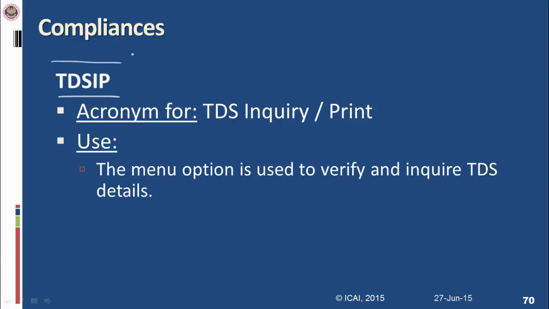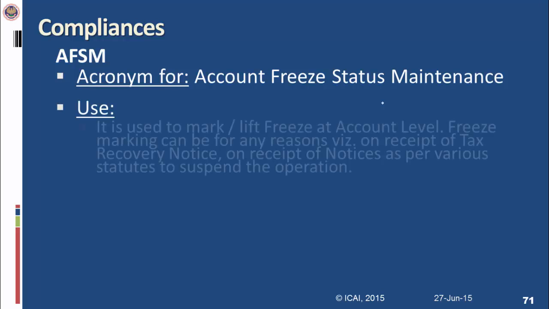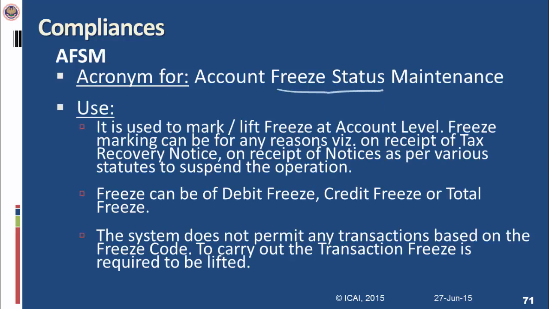Compliances, this is what Finacle gives: the TDSIP command, that is TDS inquiry and print. There are multiple options available, within which we can check the specific details about the TDS, that is tax deducted at source on deposit interest payments, and we can use it for printing also. Then comes the AFSM, that is for freeze status maintenance. AFSM is used to mark and also to lift the freeze that is marked at account level. It can be debit freeze, it can be credit or total. We have discussed that in the concept stage.